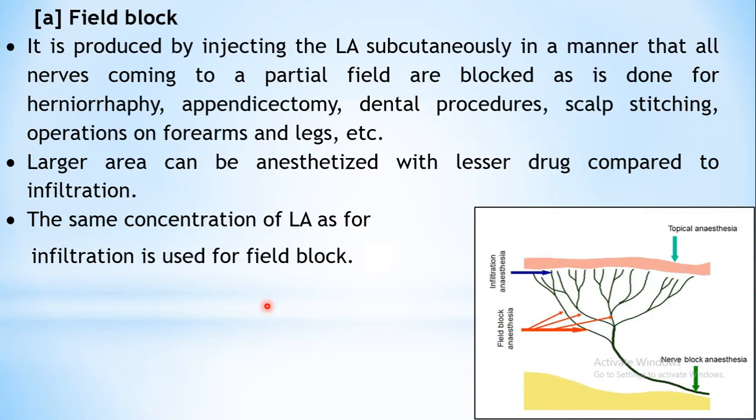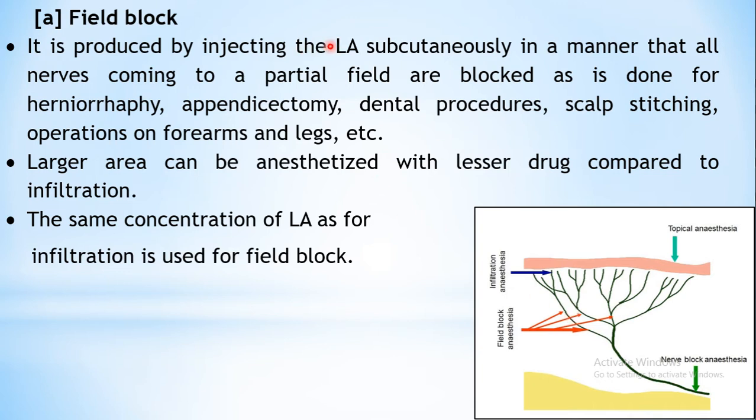Now, the conduction block is again of two types. The first one is the field block and the second one is the nerve block. So there are two types of conduction block which can be carried out. As you can see, the injections have to be given a little bit deeper, as I have told you, deeper inside the skin. Here in this technique you need to locate the neurons or the nerve trunks and inject your local anesthetic in that particular area.